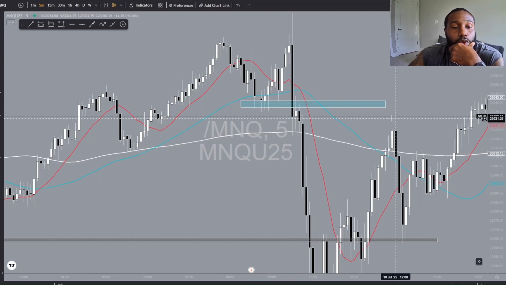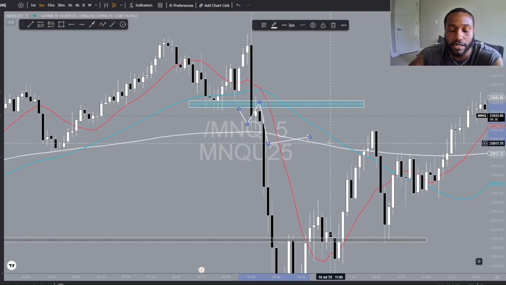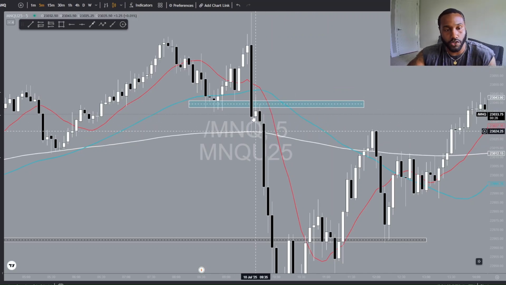But you could have used this where you got in initially off the break of the zone. Another way you could have entered this trade is seeing that we had a break and retest. So what price did was break through, retest off the zone, and then get pushed down from there, right? So you could have entered off two different scenarios looking for short positions.